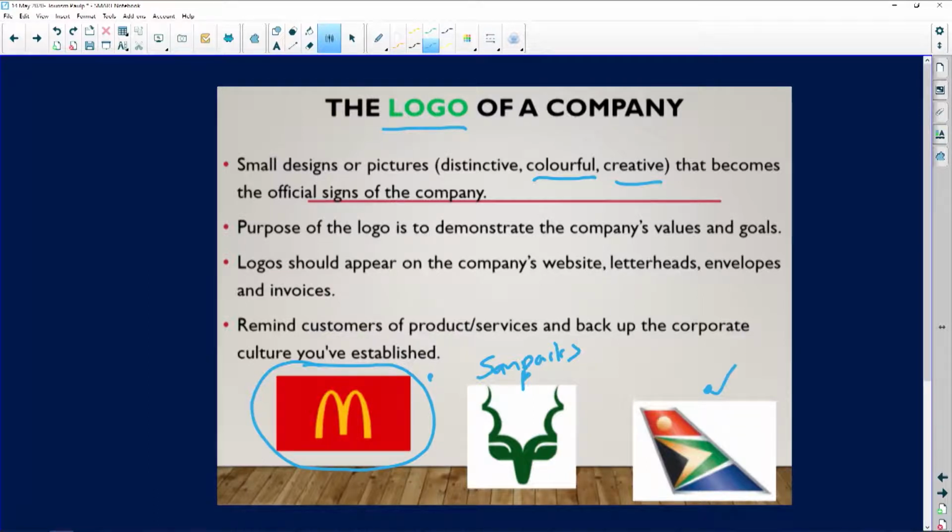flying company or airliner. All right, so the purpose of the logo is to demonstrate the company's values and goals, and the logo should appear on the company's letterheads, envelopes, and invoices. So guys, this is why a logo is so important. Most of the time, people will deviate from the name, or your name and logo is so intermixed that people just start using the picture, the logo. And once they use the logo and people are familiar with your company and business, it is what will be recognized by all customers. It will remind the customers of your company.